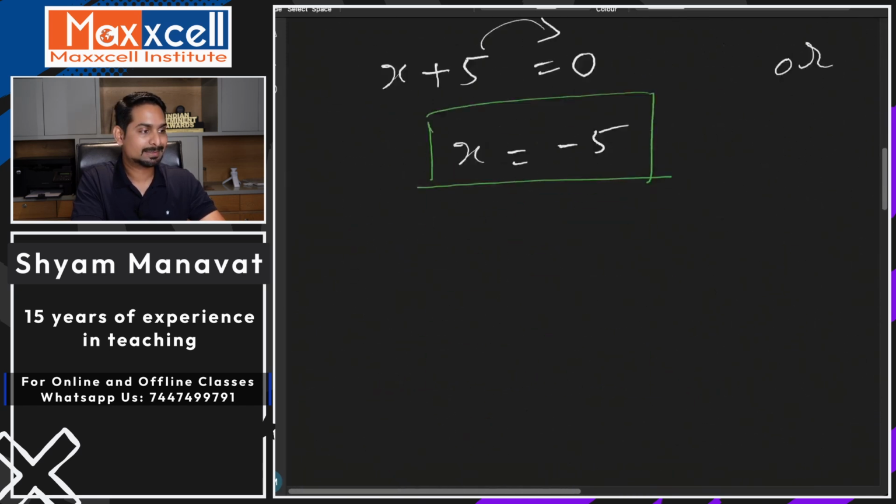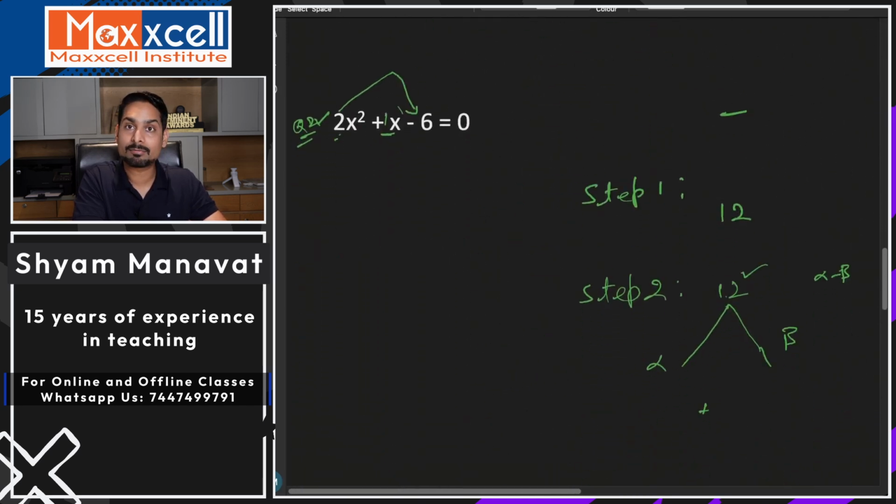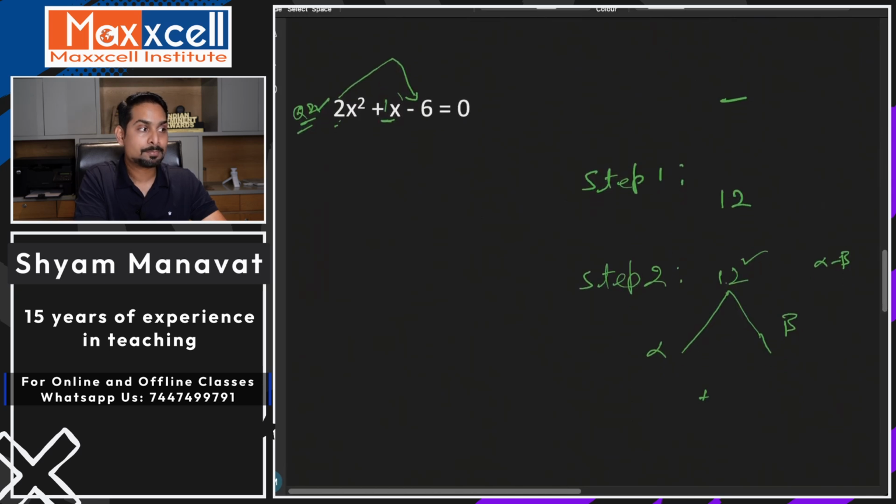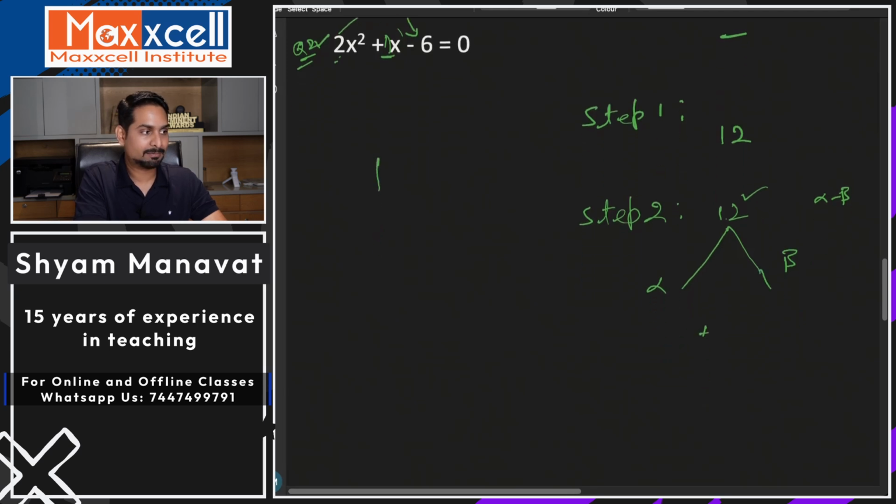When the constant term is negative, the difference of both alpha and beta should be the coefficient of x, which is 1 in this case. So you find alpha and beta, and we need to also see that alpha minus beta is equal to what? Plus 1.